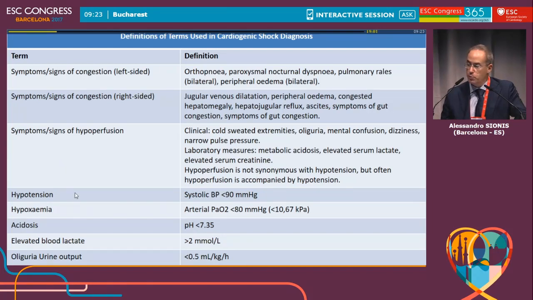In the bottom part of the slide here, what you can see is some other valuable hints in the bedside evaluation of our cardiogenic shock patients. And we will look for hypotension, and here the cutoff is 90 millimeters of mercury, and we'll talk about it later on. Then we'll look for hypoxemia, we'll look for acidosis, we'll look for elevated blood lactate, and we'll look for oliguria.